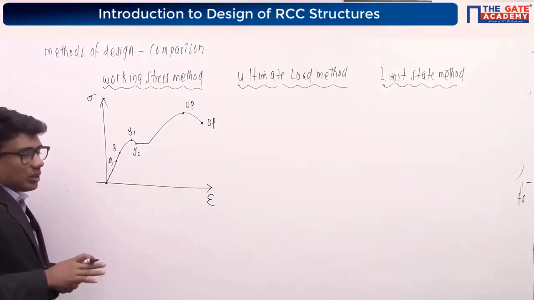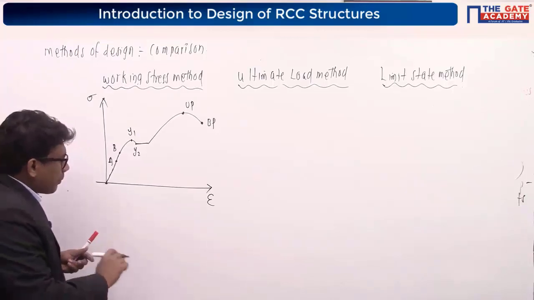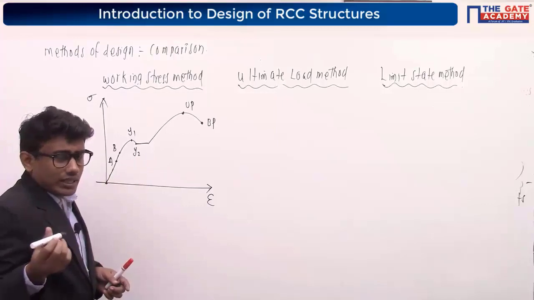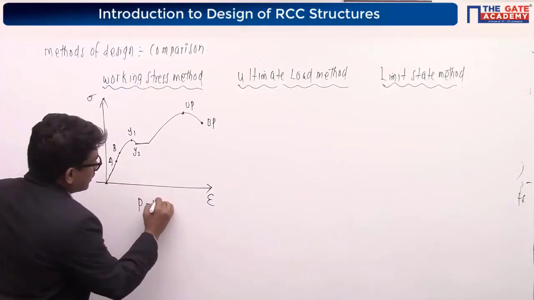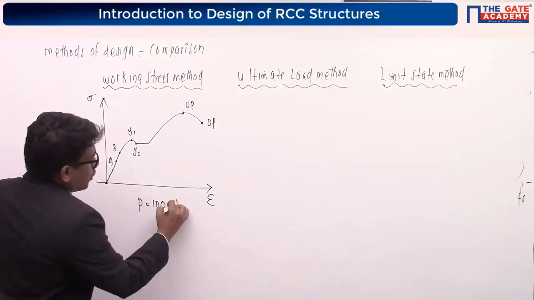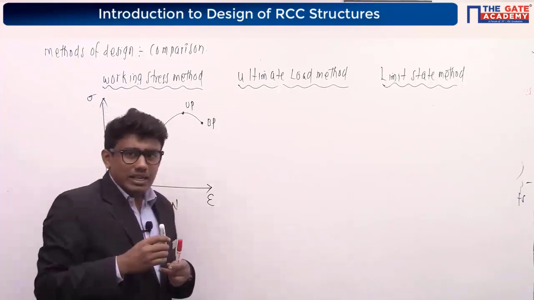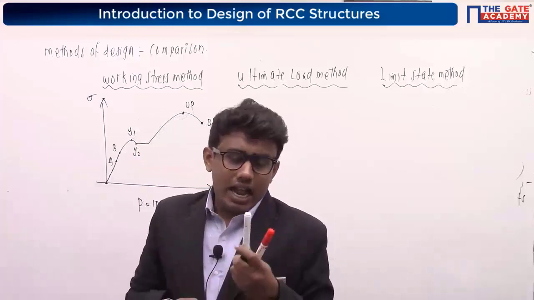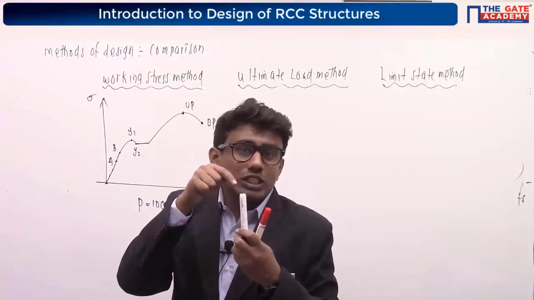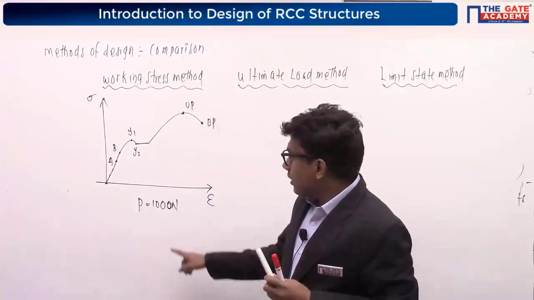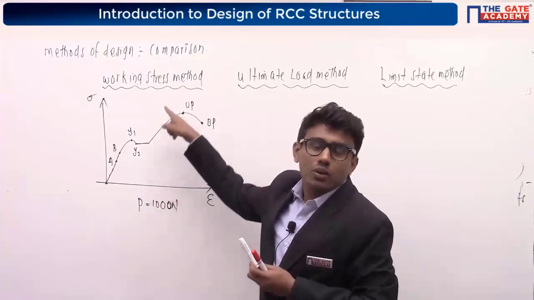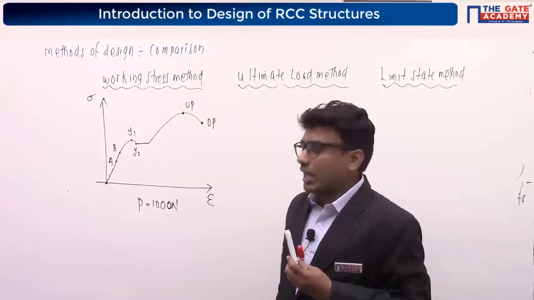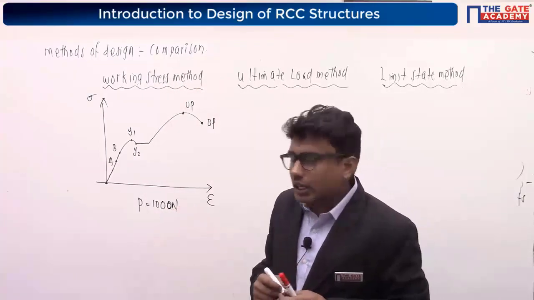Now see, suppose I need this mild steel bar to carry a load of around 1000 Newton. I am going to design this steel bar. Design means I want to fix the cross section. I want to choose the cross section of this material. I don't know how much cross section of this mild steel bar is required to carry this 1000 Newton. By the working stress method, I am going to fix the cross section. I need to carry a load of around 1000 Newton.